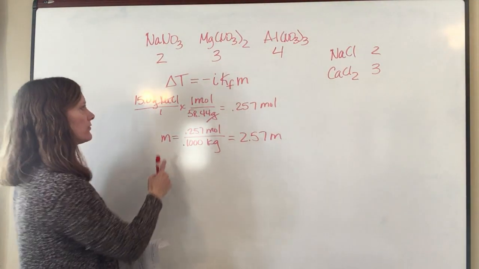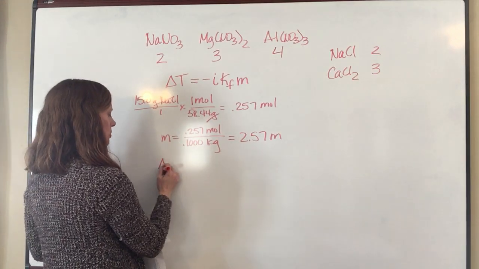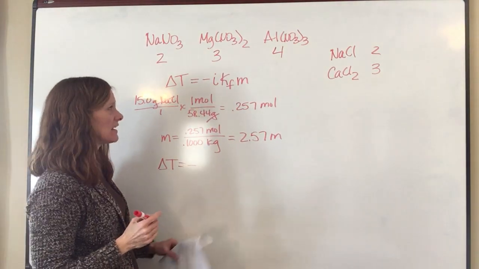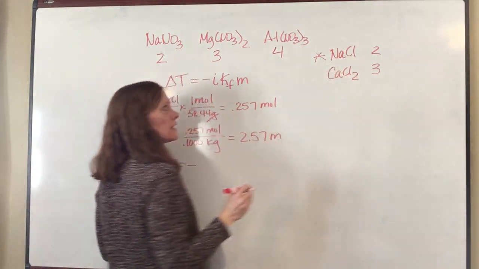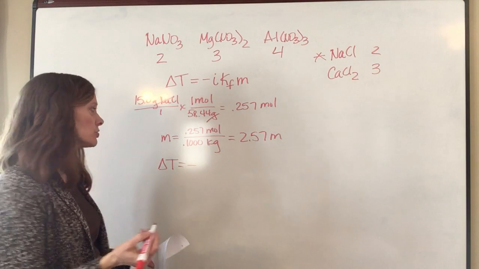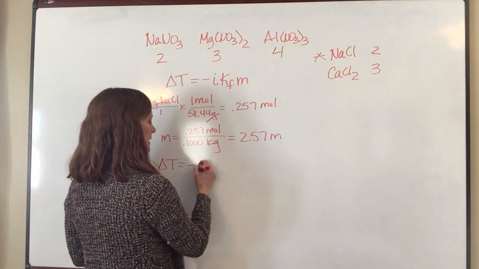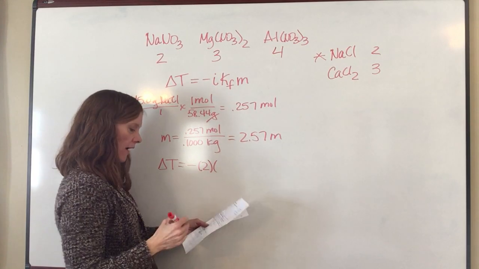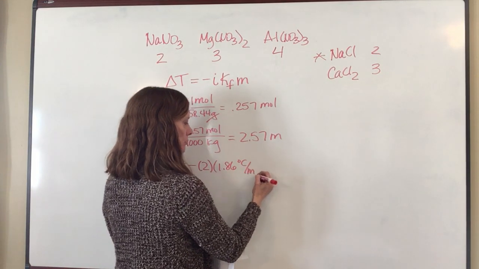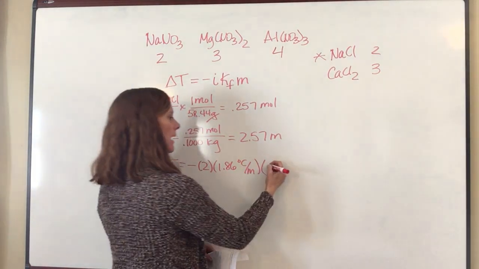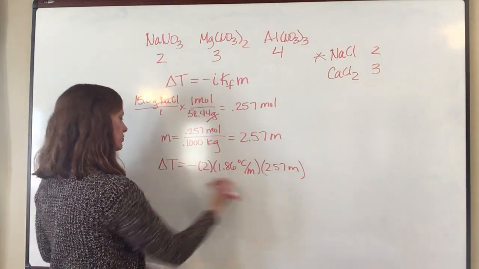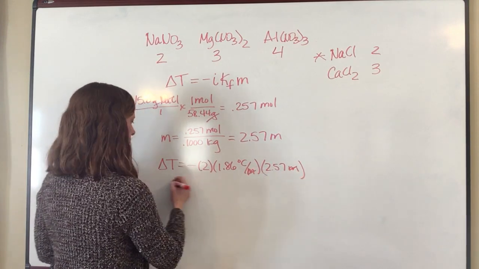Okay, now I have enough information that I can use this equation. So the delta T is negative, what's i? Well, I have an NaCl solution, which was this one right here, and that's going to give me 2 ions when it ionizes, when you put it into solution. So for NaCl, the i is 2. The Kf, the problem tells me, is 1.86 degrees Celsius per molal, and the molality I just calculated is 2.57. When you multiply that out, the molalities cancel out and you're left with degrees Celsius.